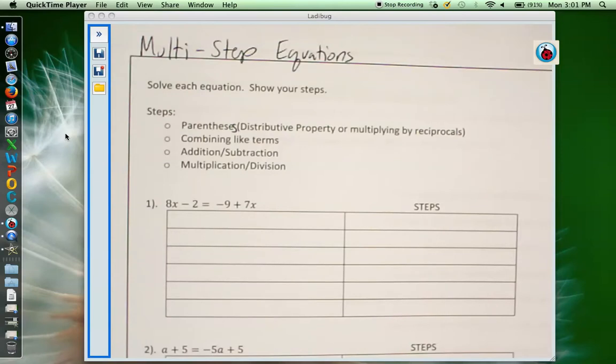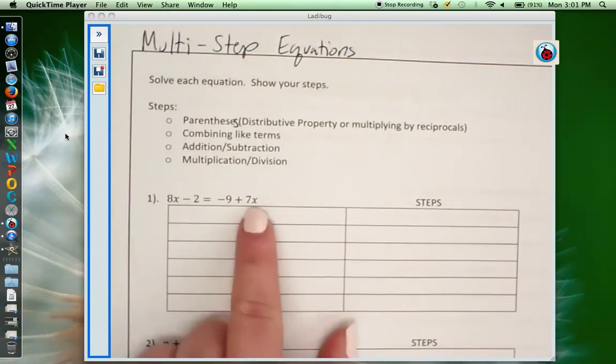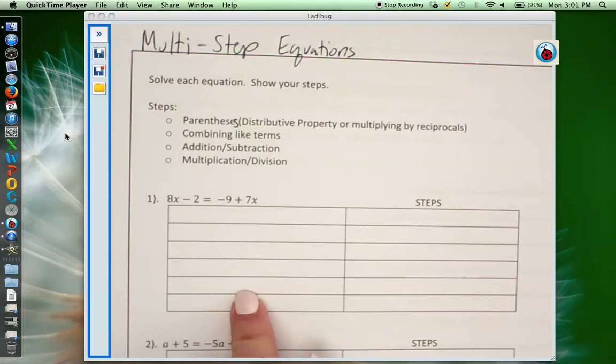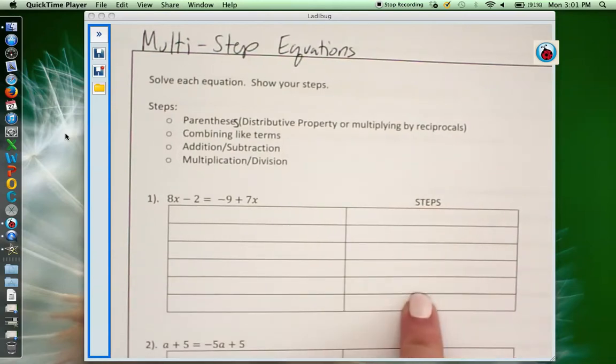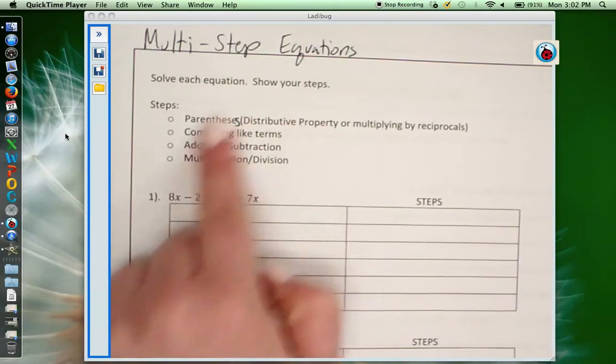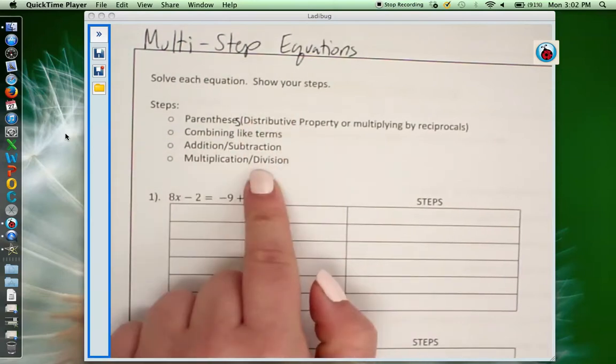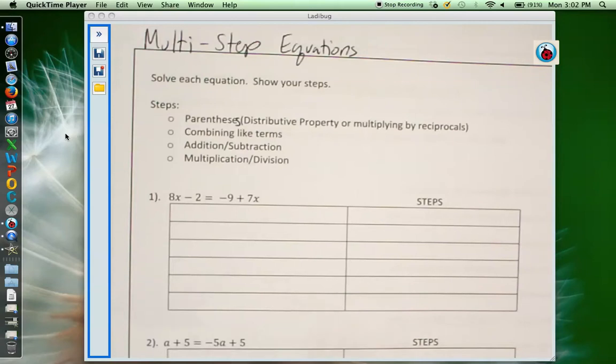All right, for these problems, we are going to show our work on the left-hand side. We are going to give a justification for our work on the right-hand side. So these are going to be some of our justifications. What are we doing to both sides of the equation? All right, let's start with number 1.